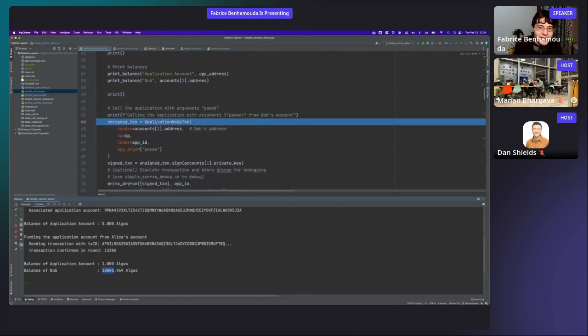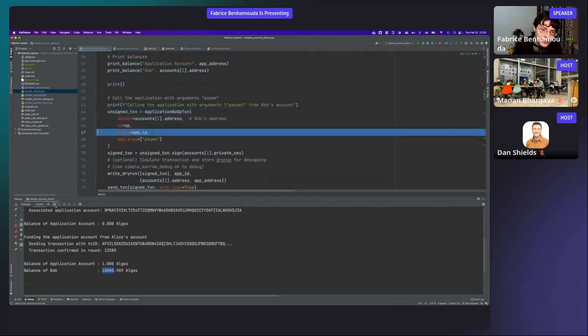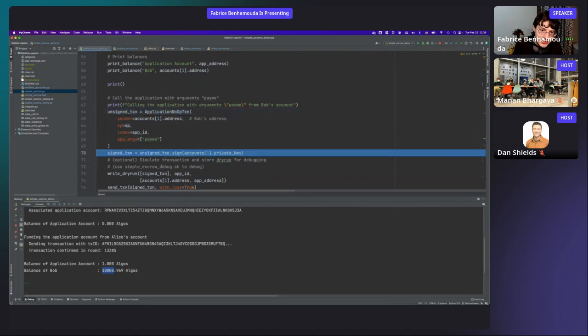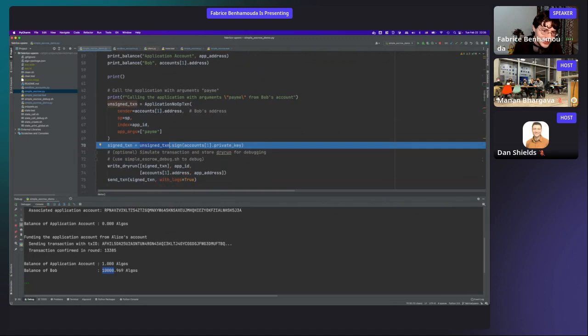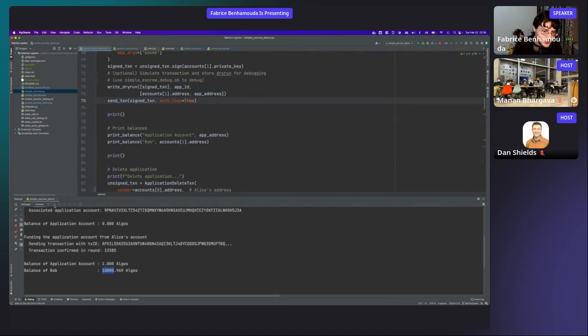So the way I'm doing it is that I'm making an application transaction from Bob's address to the application ID with the argument "pay me". And then I'm signing this transaction because, as you know, every time you do a transaction, you need to sign it to authorize it. This is for debugging, you can ignore it. And then I'm sending the transaction.